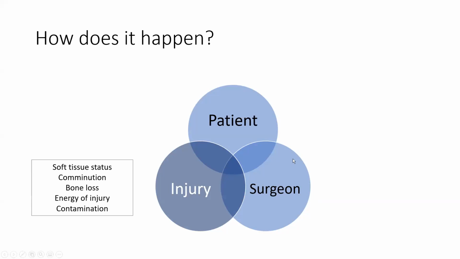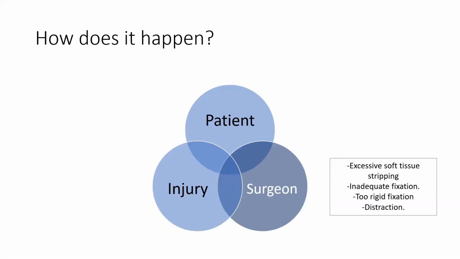And surgeon factors, which are excessive soft tissue stripping, inadequate fixation, too rigid fixation, which is a concept that sometimes is missed. Sometimes people think I will make this fixation very stable, and sometimes it is too rigid, there is no motion at all. And distraction, or in other terms, presence of a significant gap that inhibits fracture union. And we will come to that actually later.